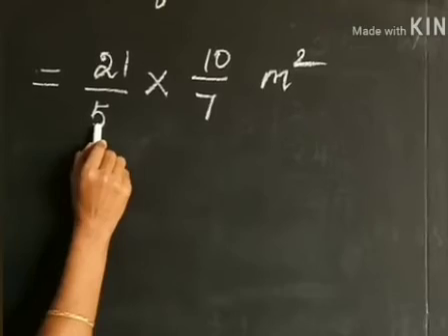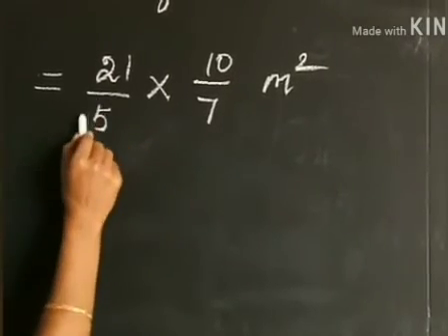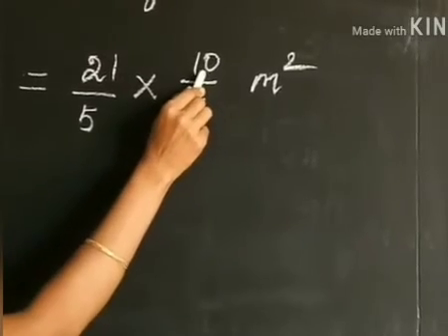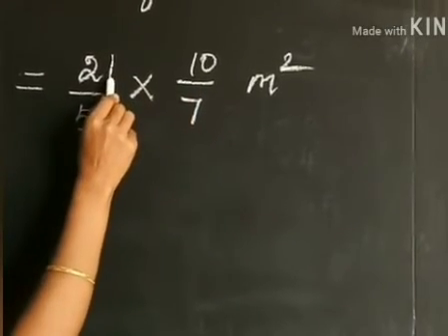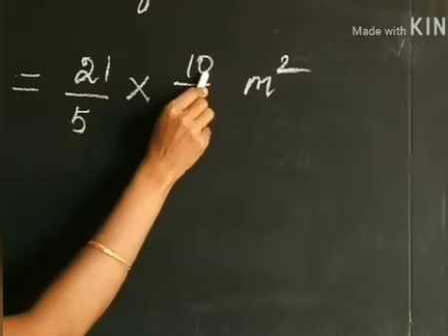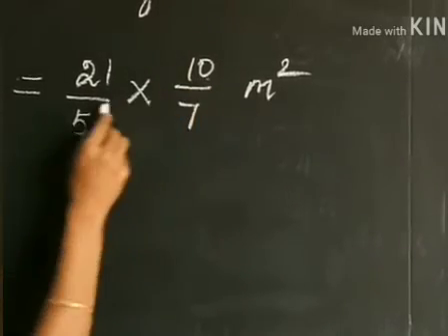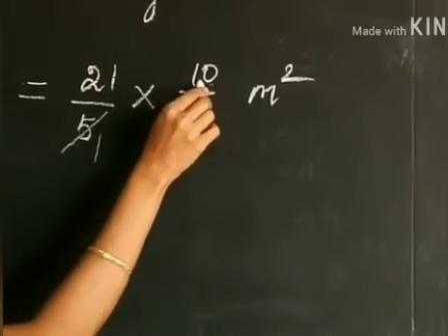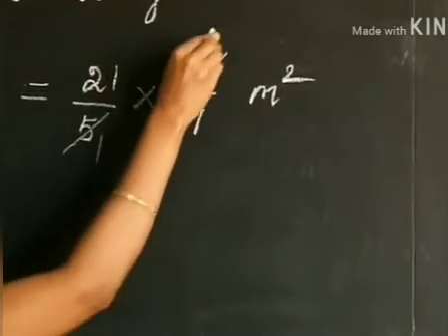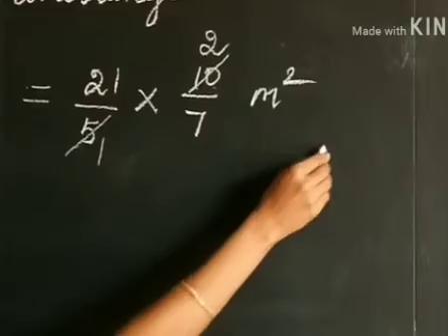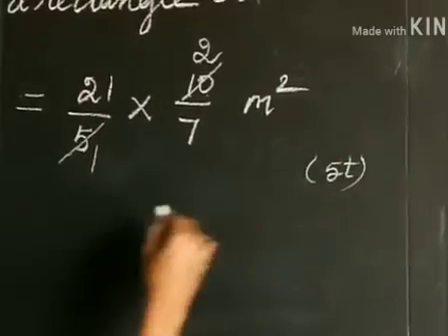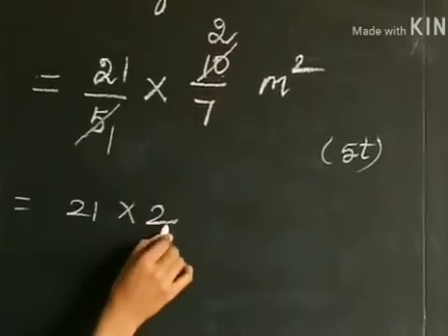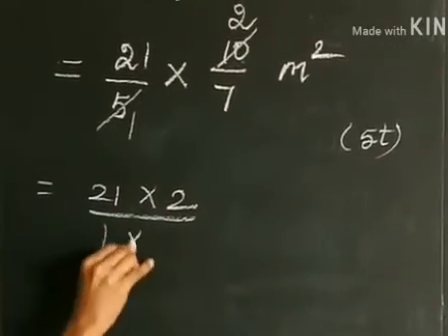See, the denominator here is 5, here 7. First we take 5. It is possible to cancel 21 or 10 in the numerator? 21 is not possible. Only 10 is possible, because it is a multiple of 5. In 5 table, 5 1 times. In 5 table, 10 how many times? 1 5s are 5, 2 5s are 10. So we are using the 5 table here. So 21 into, here we get the answer 2 divided by 1 into 7.